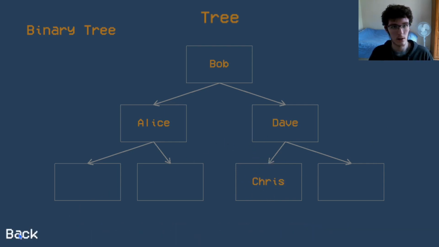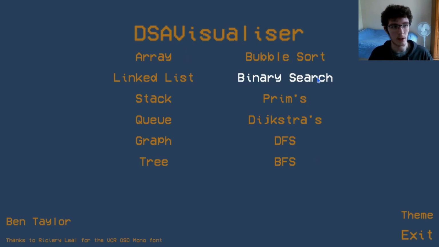This is quite a common idea, not just in trees, but also in binary search, as we'll see in a few videos' time. That's been graphs and trees. The next video will be about the bubble sort algorithm.